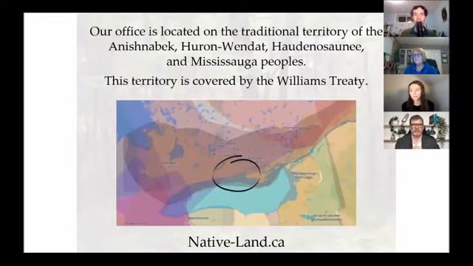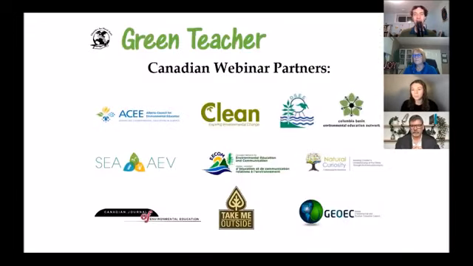I am located on the traditional territory of the Anishinaabe, Huron-Wendat, Haudenosaunee, and Mississauga peoples. This is all Williams Treaty territory, also known as southeastern central Ontario, or an hour and a half east of Toronto, which some people appreciate and some people not so much, depending on where you stand with Toronto. I like it. I used to live there for a few years.